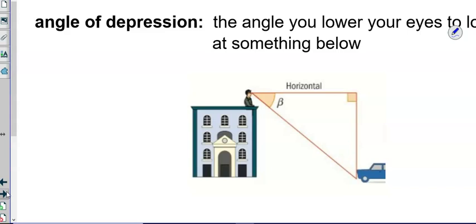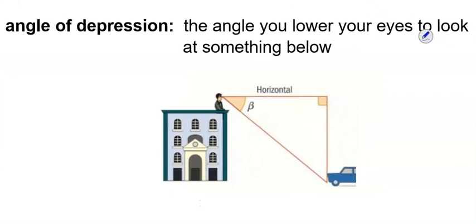Angle of depression is a little bit more confusing. Angle of depression is the angle that you would lower your eyes to look at something below. So if you picture a guy on top of a building, if he was looking out horizontally and then he looked down to look at a car or something, that angle there is the angle of depression.